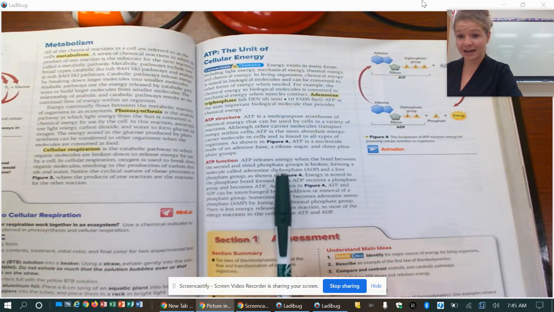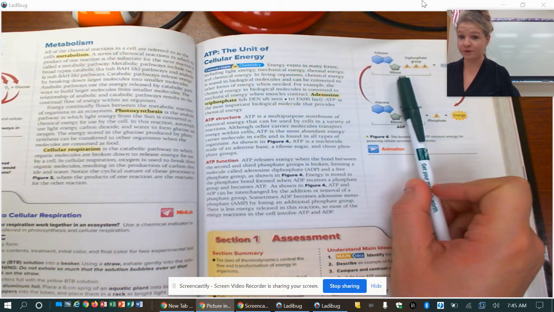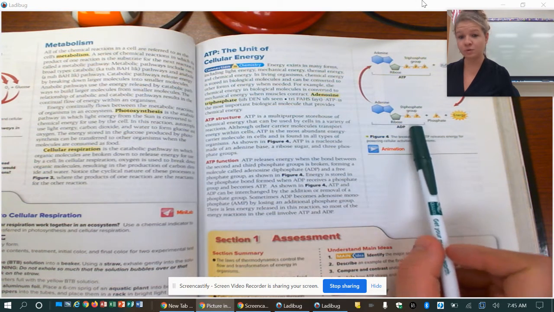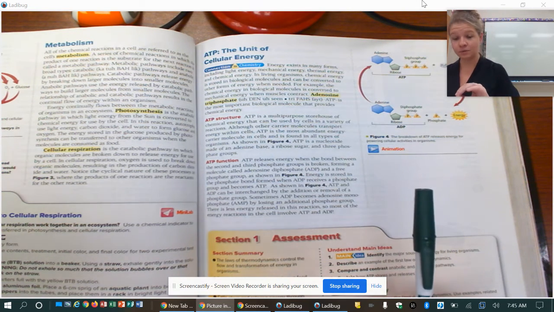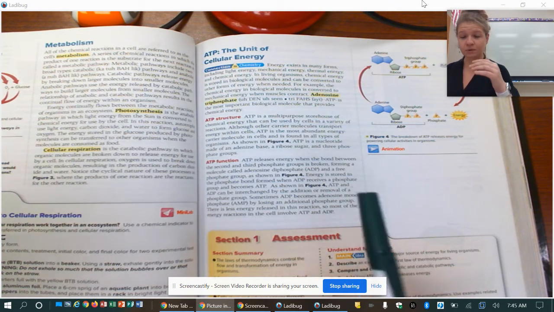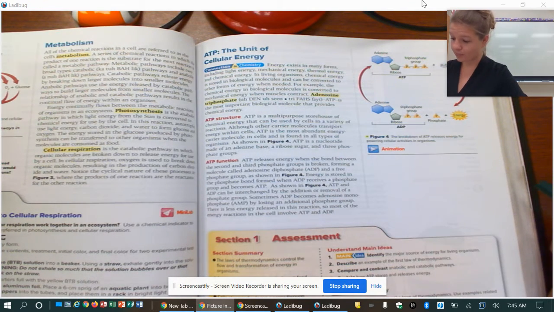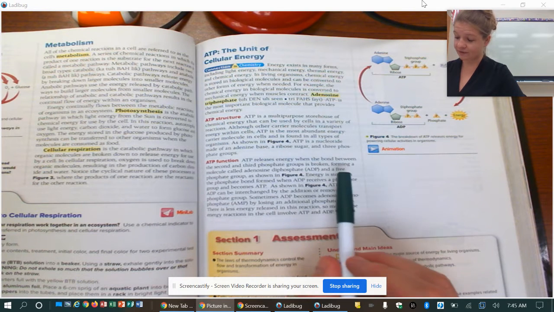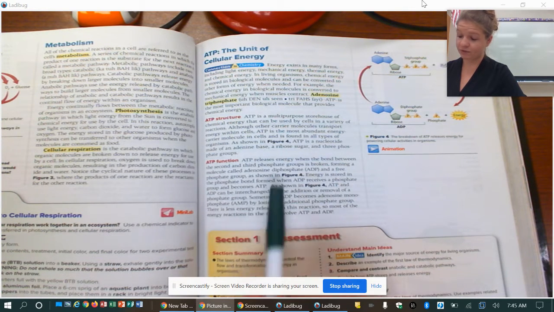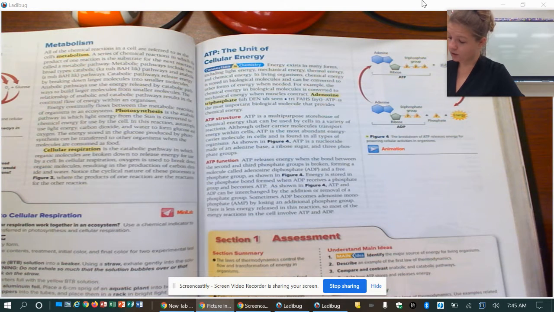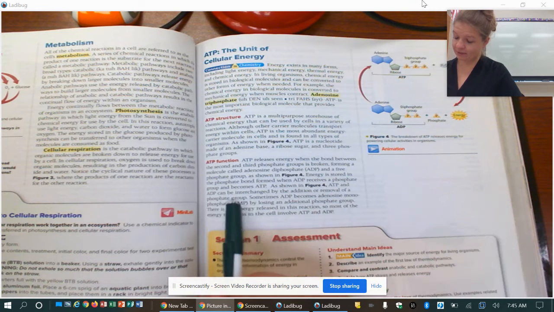called adenosine diphosphate. Remember, these headings will help you. Triphosphate, what do we think? 3 phosphates. Diphosphate, 2. Tri, 3, di, 2. Mono, 1, right? You know your root words. This will help you. All right, so adenosine diphosphate, ADP, and a free phosphate group, as shown in Figure 4. Energy is stored in the phosphate bond that is formed when ADP receives a phosphate group and becomes ATP, as shown in Figure 4. ATP and ADP can be interchanged by the addition or removal of that one phosphate group.